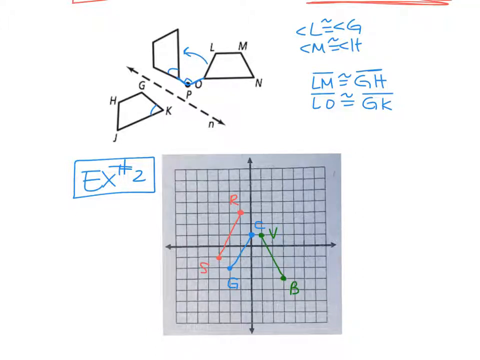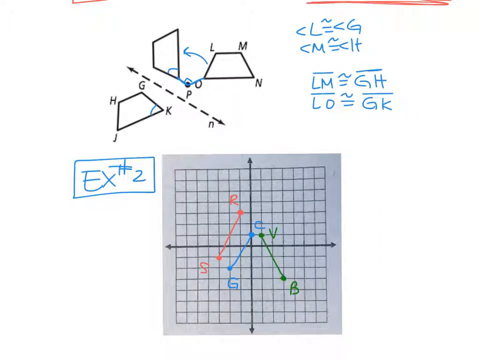If you just think about the length of it, if I went from S to R, it's 1, 2, 3, 4 up and 2 over. If I went from G to C, it's 1, 2, 3 up and 2 over. If I go from B to V, it's 1, 2, 3, 4 up and 2 over. So the 4 and 2 are going to get you the 2 congruent ones. So that's going to be red and blue that are the same.